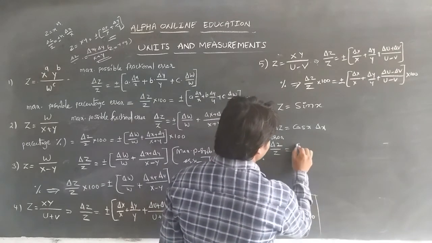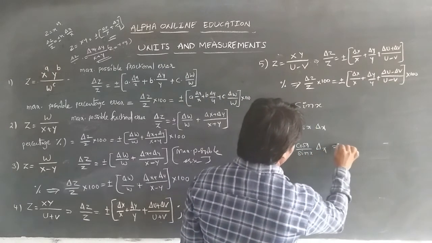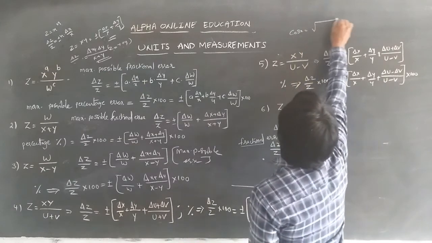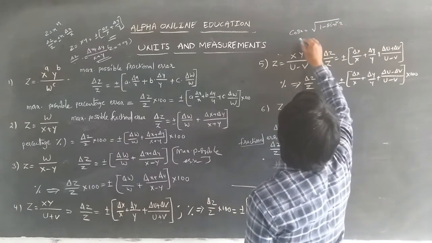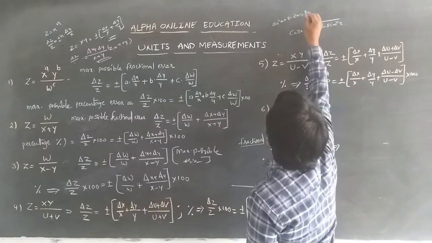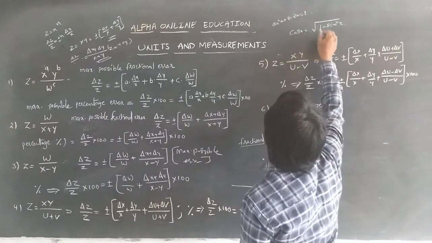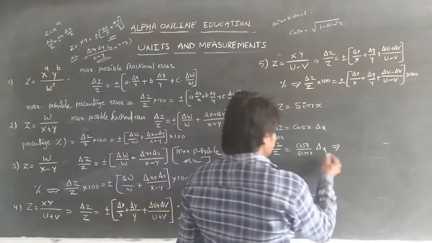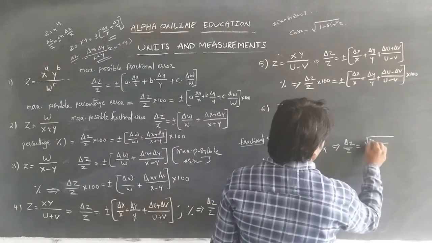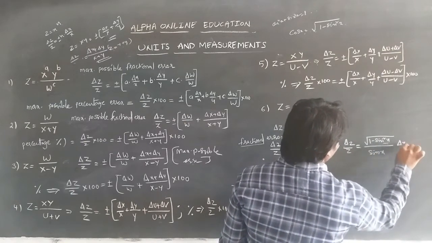So delta z by z is cos x by z, and z is equal to sin x, so cos x by sin x into delta x. Here cos x can be written as the square root of 1 minus sin square x, because we know that cos square x plus sin square x is equal to 1. If sin square x is taken to the other side, it becomes minus sin square x, so cos x is equal to root of 1 minus sin square x. Instead of cos x, we write delta z by z equals under root of 1 minus sin square x by sin x, delta x.